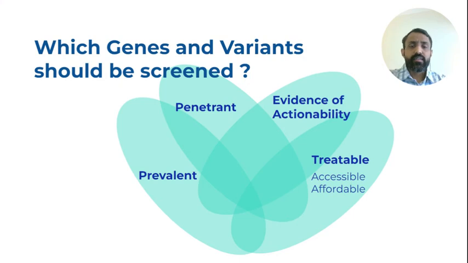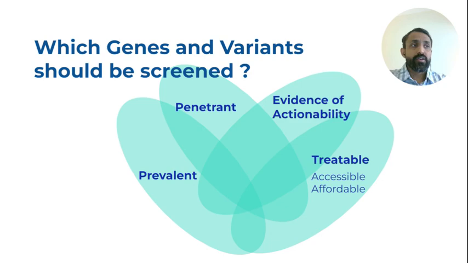Now, how do we decide what to screen for? Broadly, the decision on what to screen for should be based, I believe, on 4 things. One, it should be prevalent, or in other words, the numbers needed to test should be small. Second, it should be penetrant. That means if you identify a pathogenic genetic variant, then the likelihood that that genetic variant would indeed cause the disease should be very high.